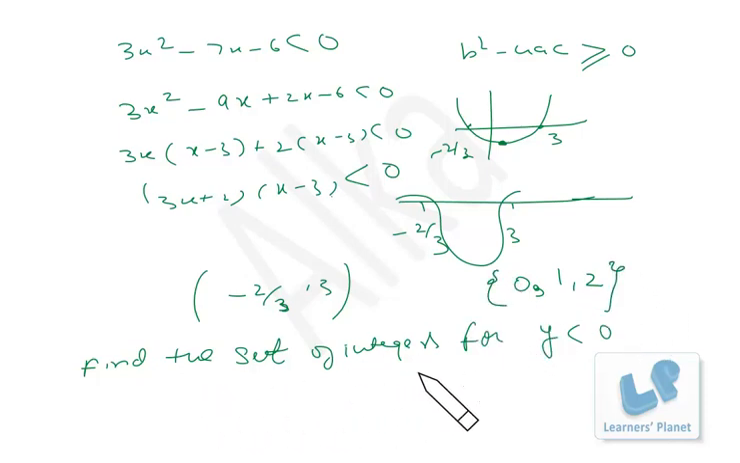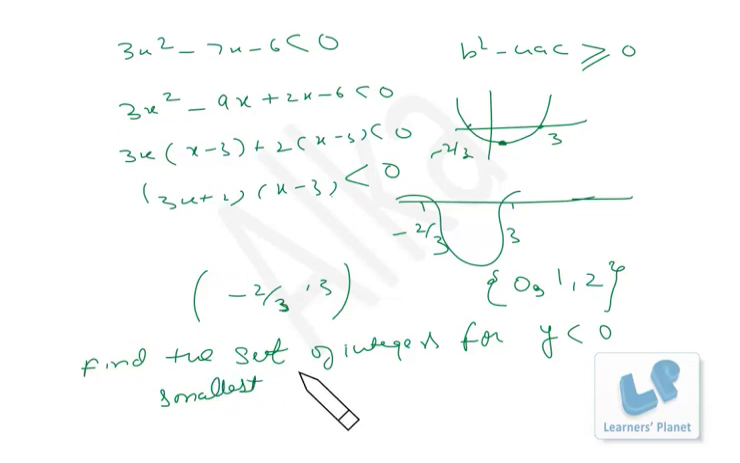Okay, so find the set of integers, or in other words, how many integers are there for which y is less than 0. We have 3 integers for which y is less than 0, and these are 0, 1 and 2, right? Okay, the next question based on the same problem is maybe: what is the smallest positive integer for which y is greater than 0?